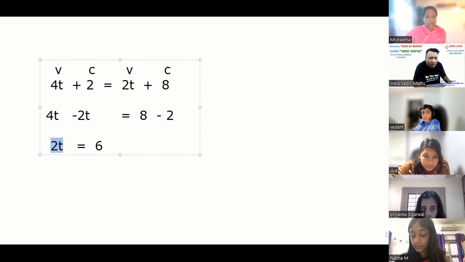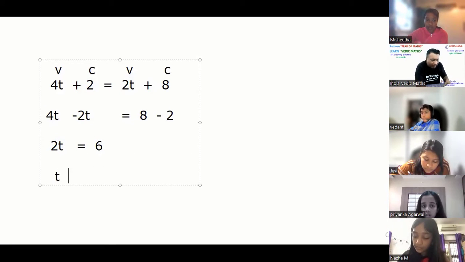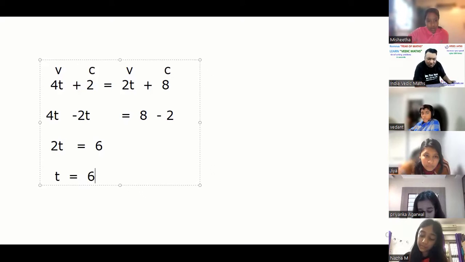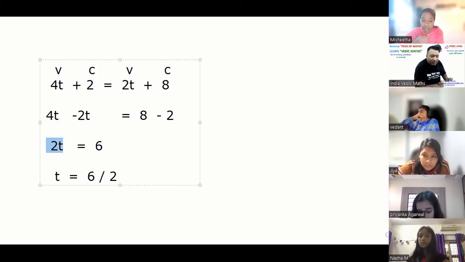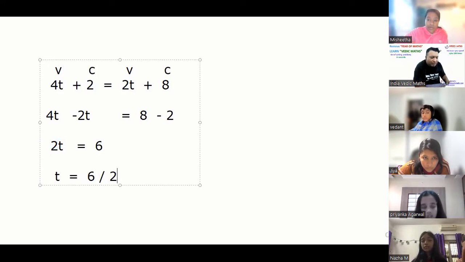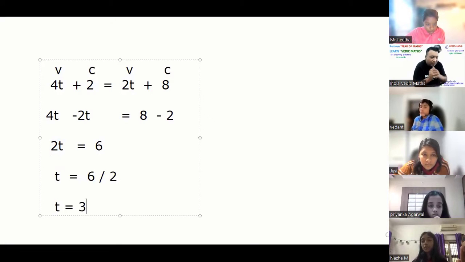Now this 2t means what? 2 times t, or what? It means 2 times t, so if you have to remove the 2 from here, what will happen? 6 divided by 2, or 6 minus 2, or 6 into 2, or what? 6 divided by 2, because the 2 was the multiplier before, so you have to divide. Very nice. It is a multiplication, it becomes division. So the final answer is t equal to 3.